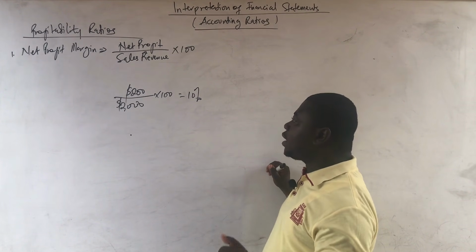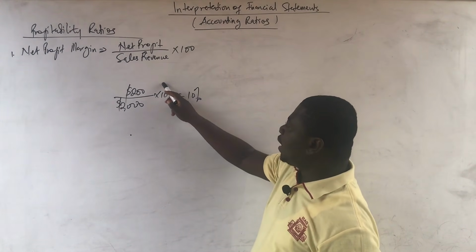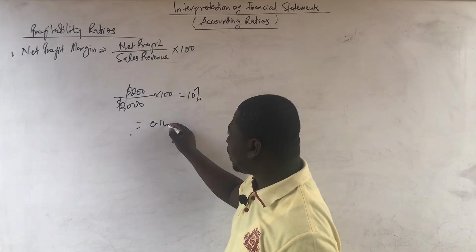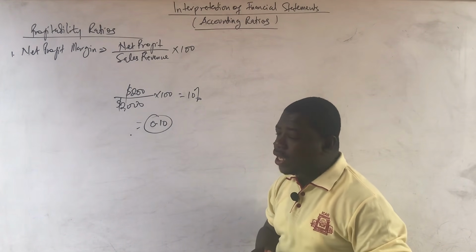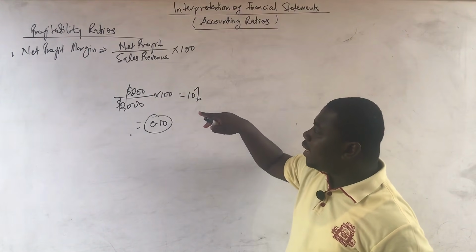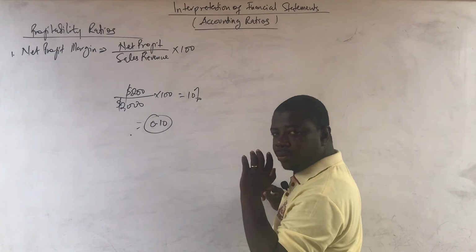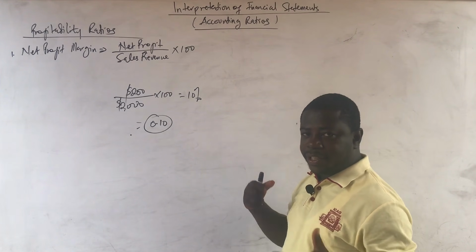Now there are times that when they are giving you the industry average, it may not be in percentage. That means that they didn't multiply by 100. So this is just going to be 0.1. So whether you see 0.1 or 10% is the same thing. Okay, and what I want you to understand is that this ratio actually means that you are making 10% profit on your sales revenue. So for every sale you make, 10% ends up as your net profit.